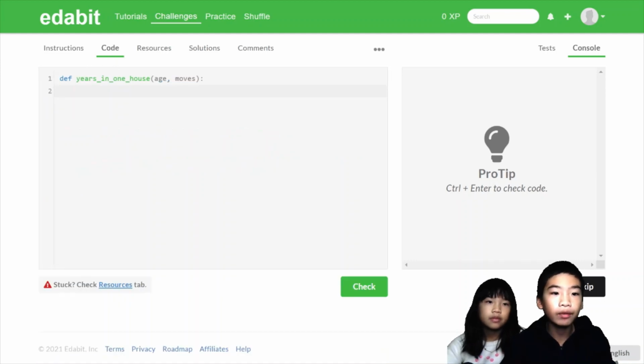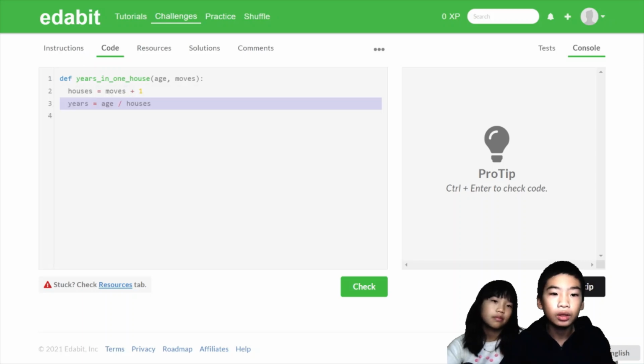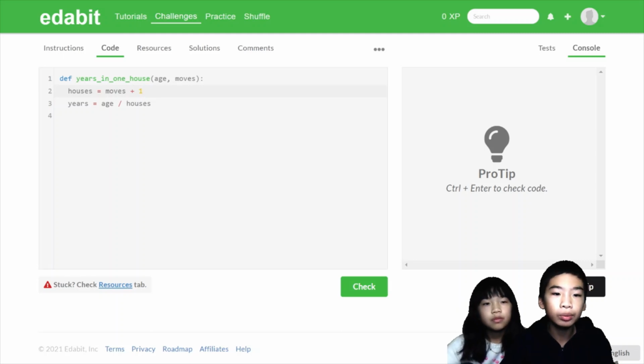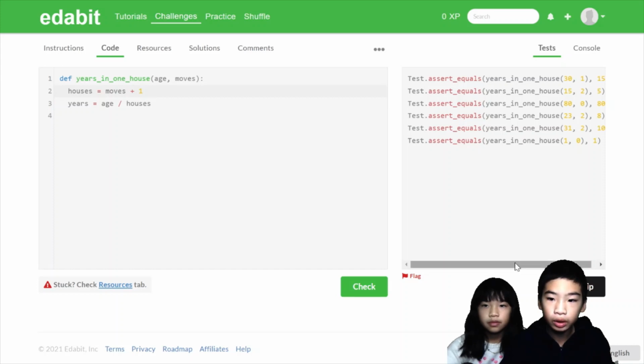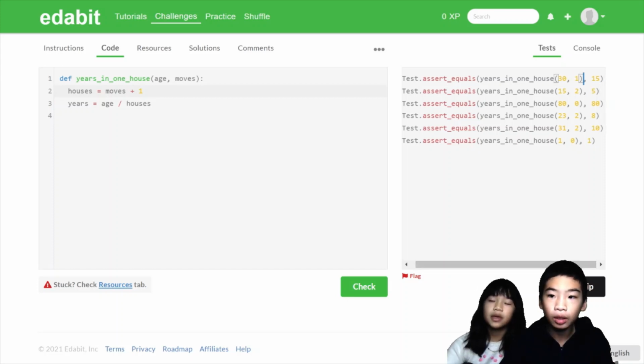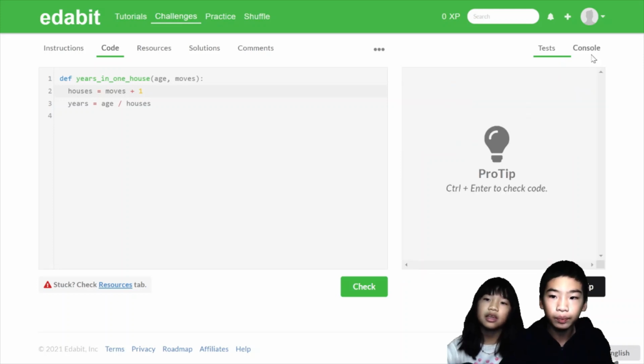First we have a function called years in one house with variables age and moves. We're going to create a variable called houses equals moves plus 1, because the number of moves plus 1 is the number that you have to divide the age by to get the answer. They still will have to have one house and then they move to another house. If they move 2 times, they'll have their first house, then they move to a second house, and they move to a third house.